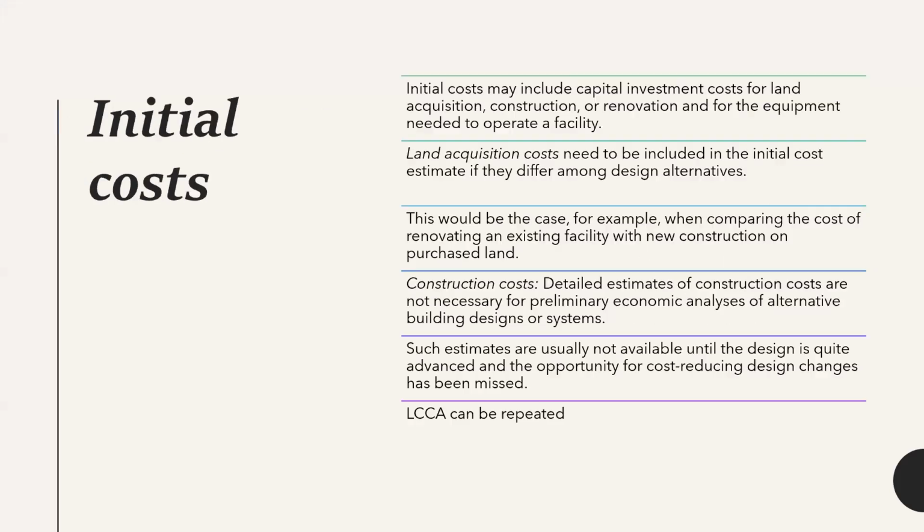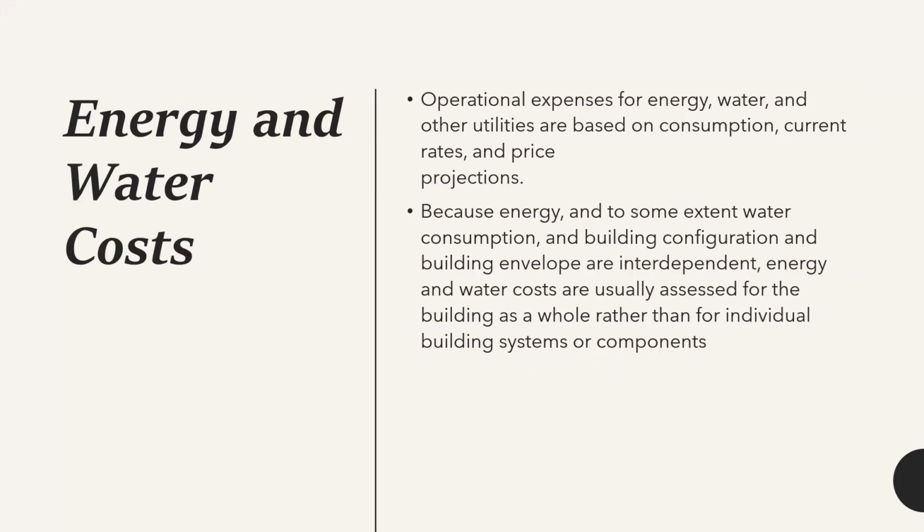Then the energy and water costs, or maybe we can categorize them under the fuel costs as well. The operational expenses for energy, water, and other utilities are based on the consumption, current rates, and the price projections. Because the energy and to some extent the water consumption and building configuration and building envelope are interdependent, in the sense they have a relationship between them. Energy and water costs are usually assessed for the building as a whole rather than for individual building systems. So we normally assess the energy and water cost for the whole building rather than assessing them for each and every part individually.